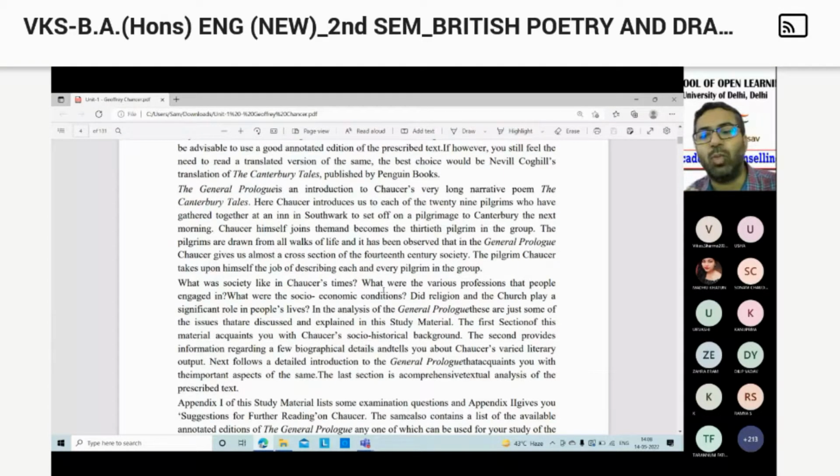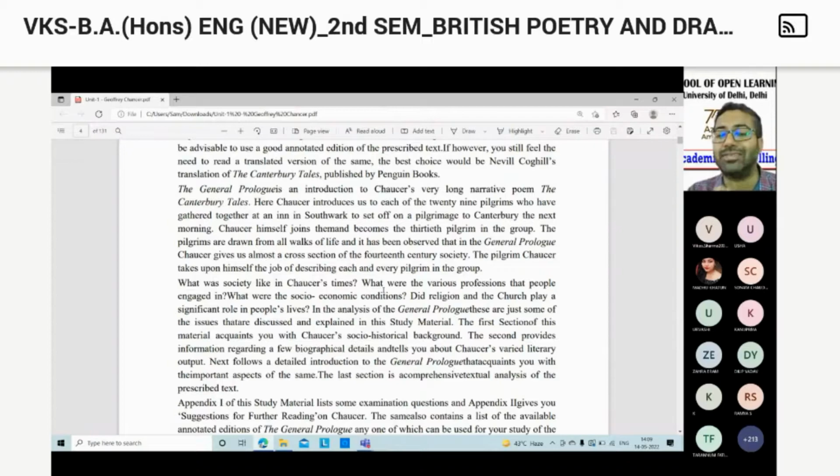The Canterbury Tales is about a group of pilgrims, about 29 pilgrims. Pilgrims are people who go to visit holy places where there are gods and other kinds of beliefs. So here also there are 29 pilgrims. The basic story is that 29 pilgrims are going on a pilgrimage to Canterbury, and they are sitting in a particular inn and telling tales.